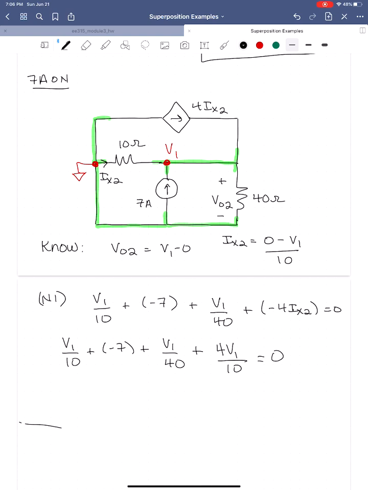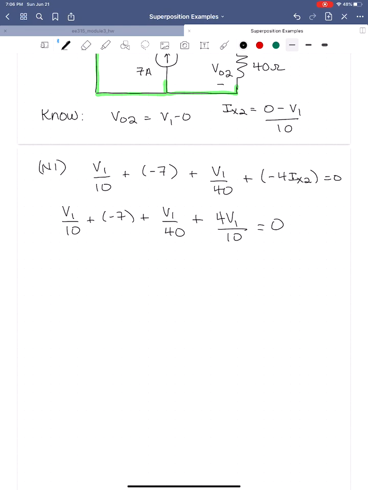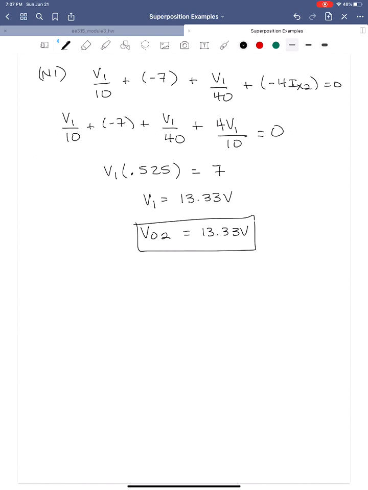So now we're going to solve for V1. Did I write the whole equation down? Yeah, I did. So this equation will simplify to V1 times 0.525 is equal to 7. And so V1 is going to equal 13.33 volts, or VO2 is going to equal 13.33 volts as well. So now our total voltage VO is equal to VO1 plus VO2, or VO is equal to minus 5.72.